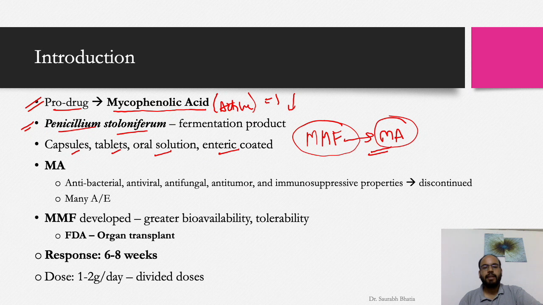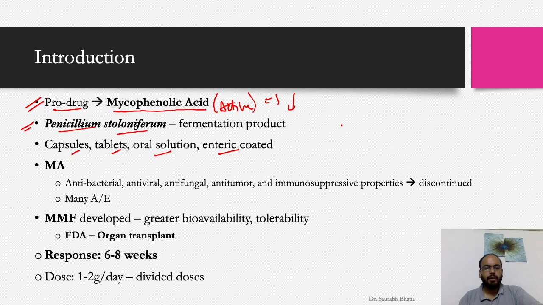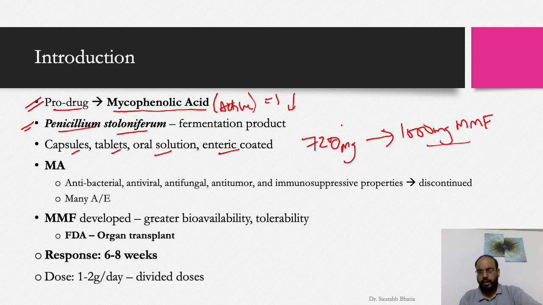Now remember that in enteric coated tablets, the dose required is a bit smaller. For example, roughly 720 milligram of enteric coated is equal to 1000 milligram MMF. So just remember that if you are using the enteric coated one, the dose required will be towards the lower side.